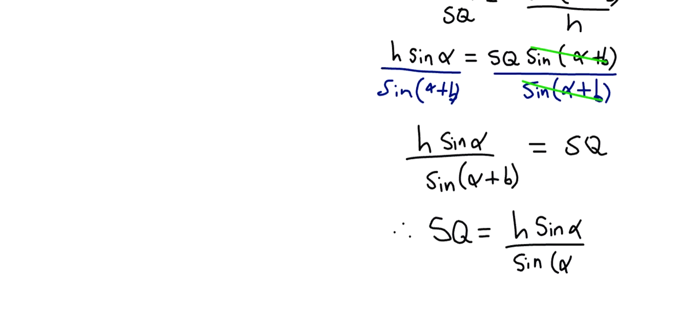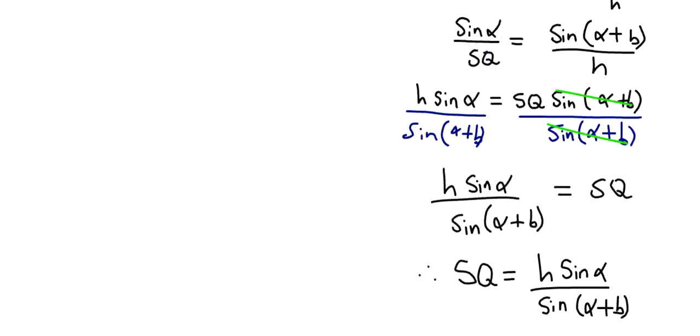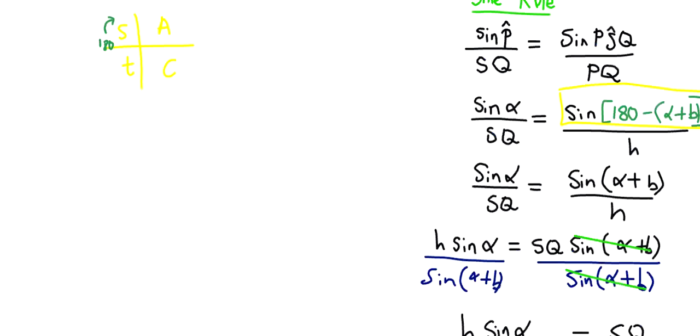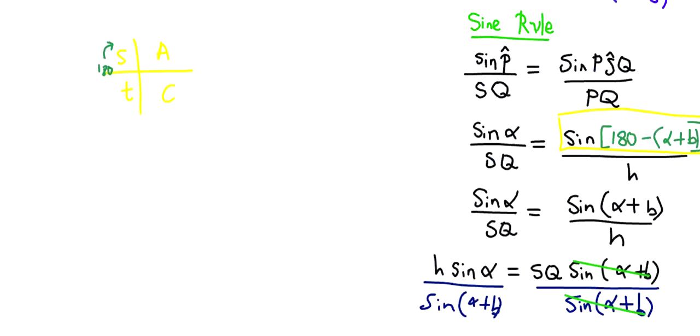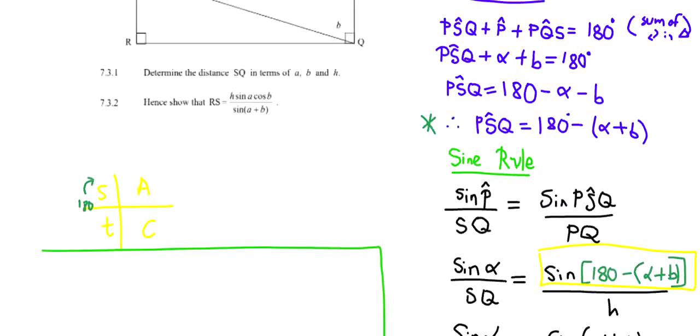Let's go back to the question. You can see that this is the distance SQ that we got, right? So I'm going to continue on my space right here, so that I don't do a lot of scrolling. I'm going to do the second question right here. On the second question, let's see what they want. They say 7.2.2. Show that RS is given by h sine alpha cos.